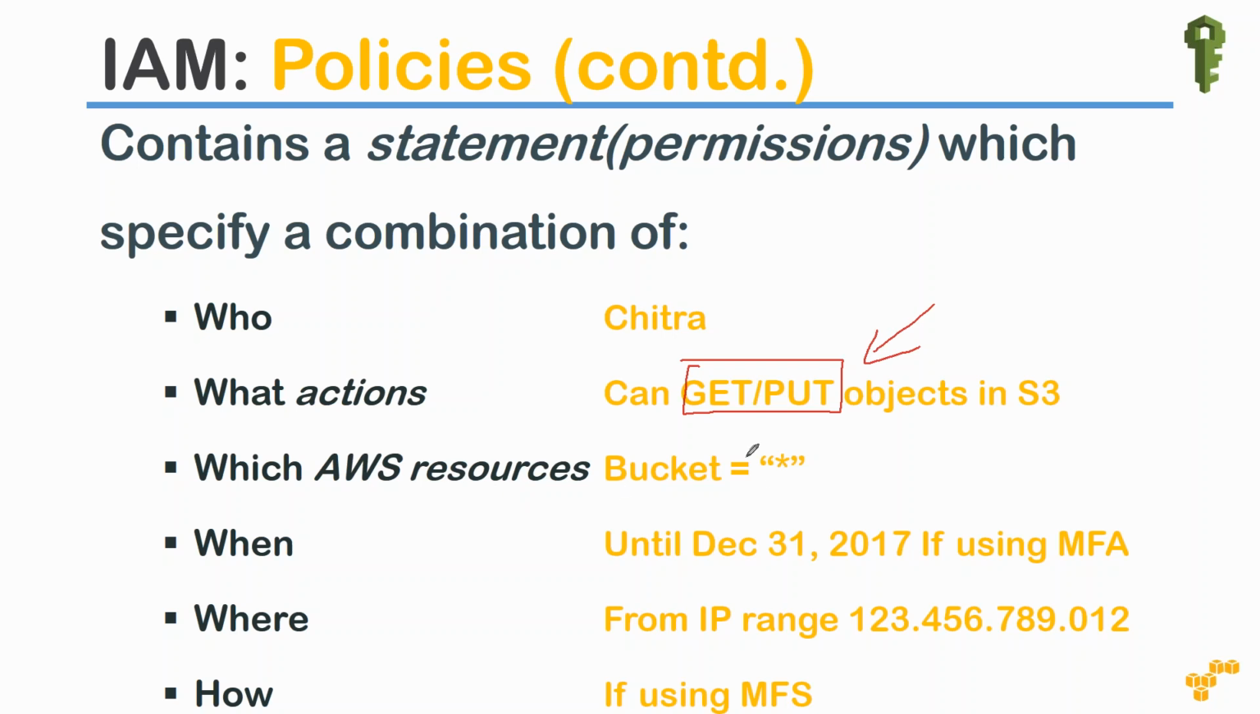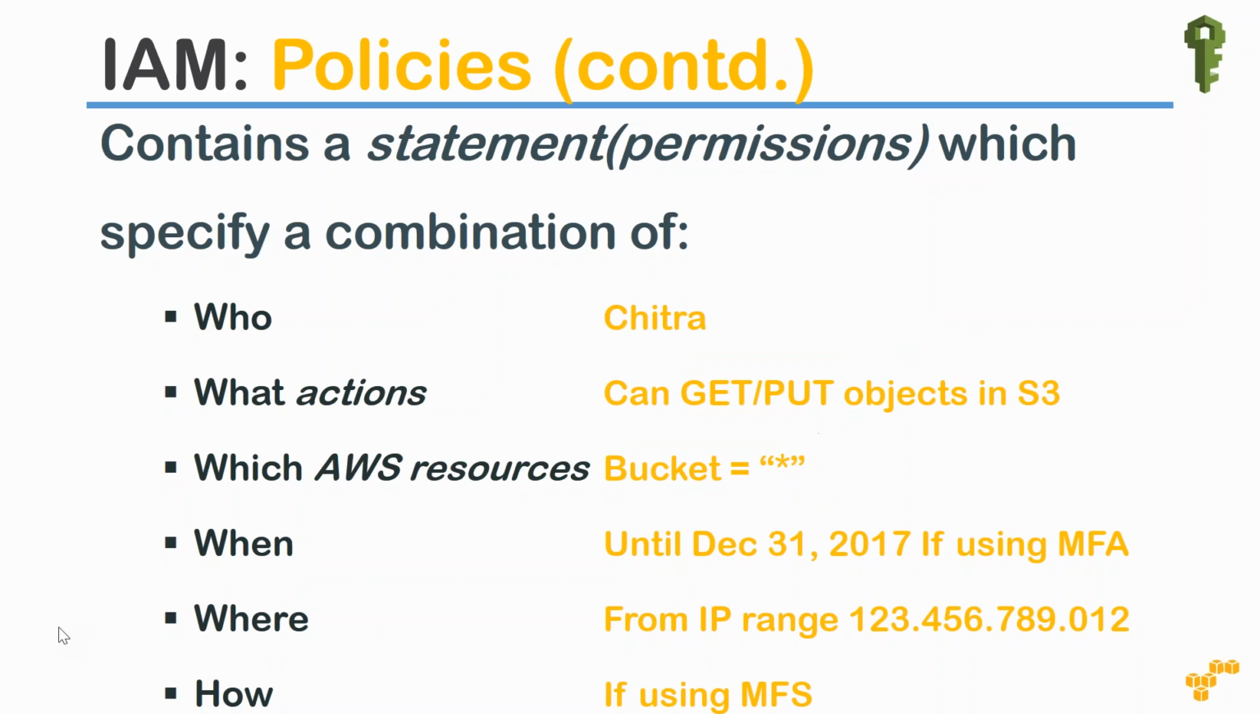And for what AWS resources, we are saying all the buckets. Is there any particular bucket Chitra is restricted to? No, because we are giving a star value here, so Chitra will have access to all the buckets. And you can also define how long this user ID has to be active.